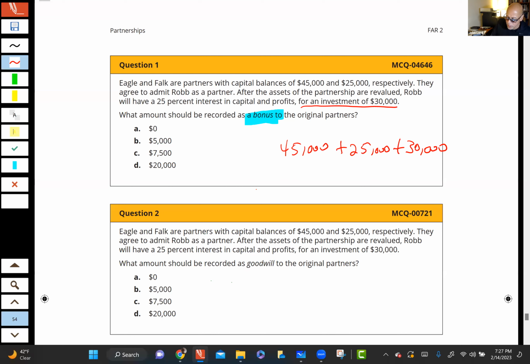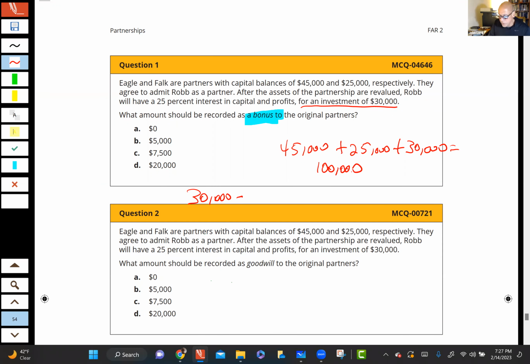30,000. Now I go ahead and write that 30,000 down because I know that's going to be relevant to calculating what the bonus is, right? And they tell us that that's going to yield 25% of the new partnership. So I add that together. That gives me what, 100,000? I'm doing my math right?